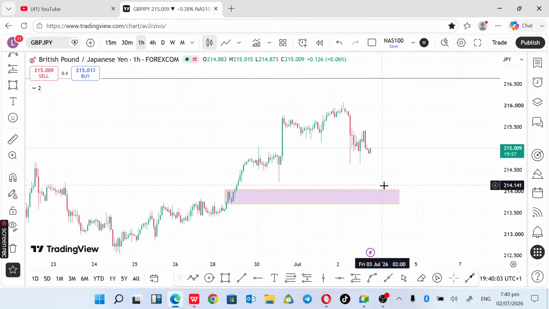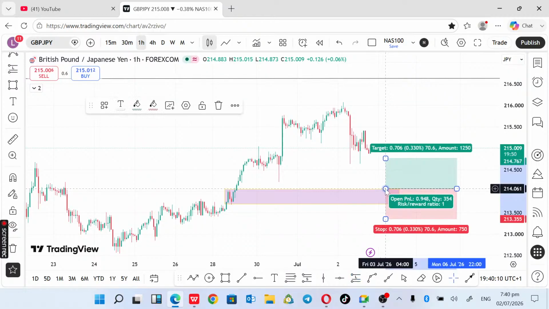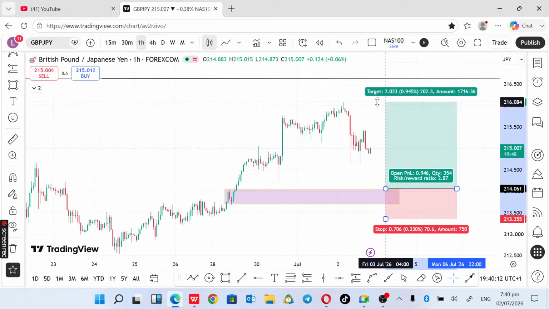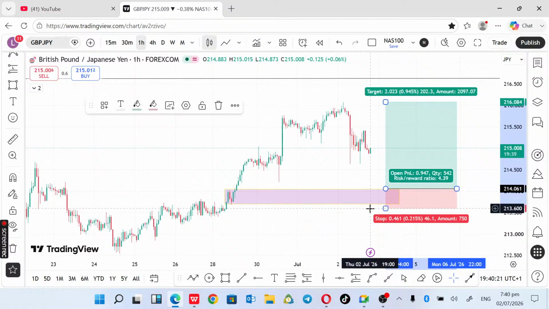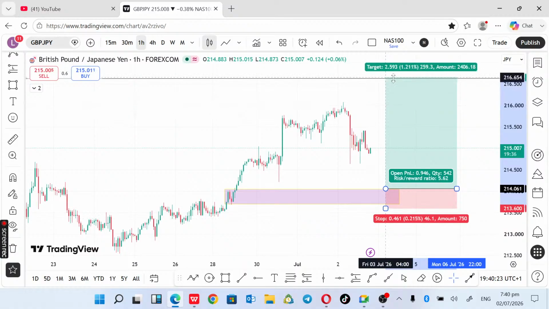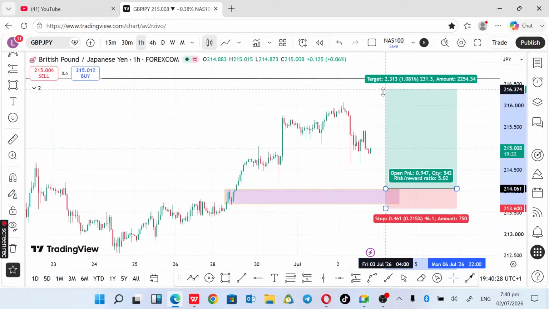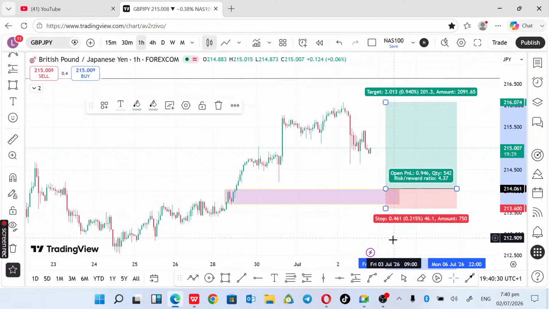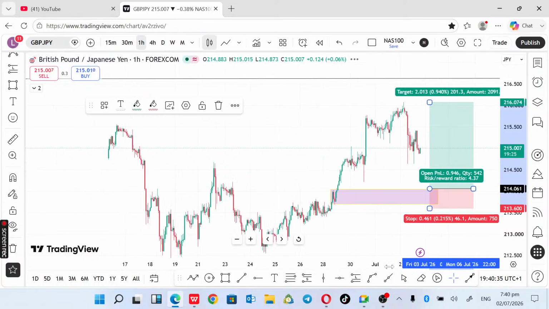Target something like this. Place my long position. Stop loss below this level. Whether you choose to make your stop loss cover this whole level is your choice. Let's just do something like this. If you want to target that very high, depending on the type of trader you are, still your choice. But let's just target the high we can see on our screen here. So this would be what we would have on GBP JPY.